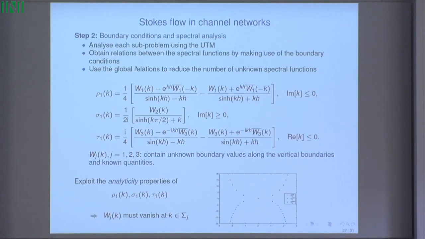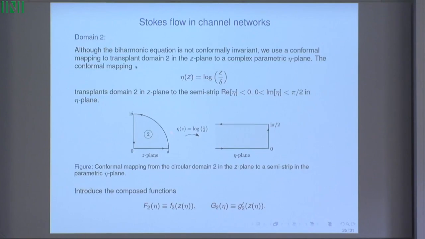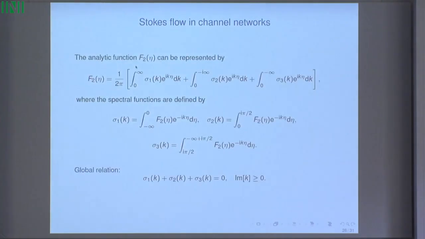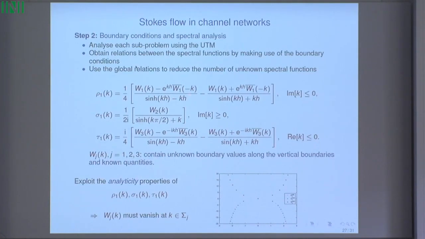Then now, again, W2 and W3 contain unknown boundary values along the common edge, basically the vertical boundaries, because we have transformed the common edge to be a vertical boundary. And yeah, so these contain known quantities and unknown boundary values. And what we again want to do is to exploit the analyticity properties of these functions to identify special points in the k-plane, which we can use to formulate a linear system.